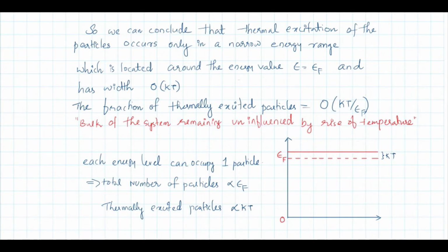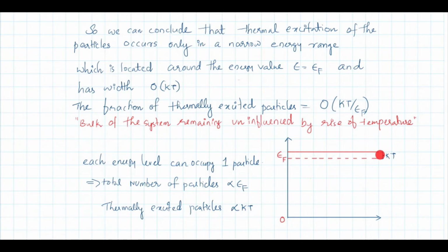What is the number of particles that get excited at temperature T? We can say that the fraction of thermally excited particles is of the order of kT by EF, because all the levels up to EF are filled with one particle each. So the number of particles up to an energy EF will be definitely proportional to EF.